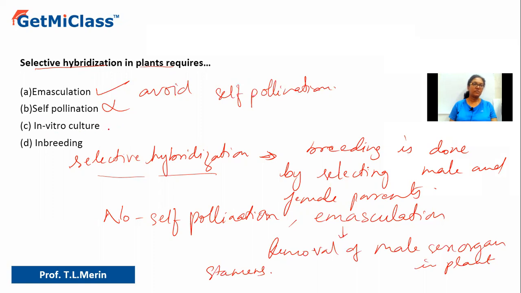Option C says in vitro culture. Here we are talking about selective hybridization, and so you don't need to culture it there because we are performing the pollination. So in vitro culture doesn't come into the picture at all.